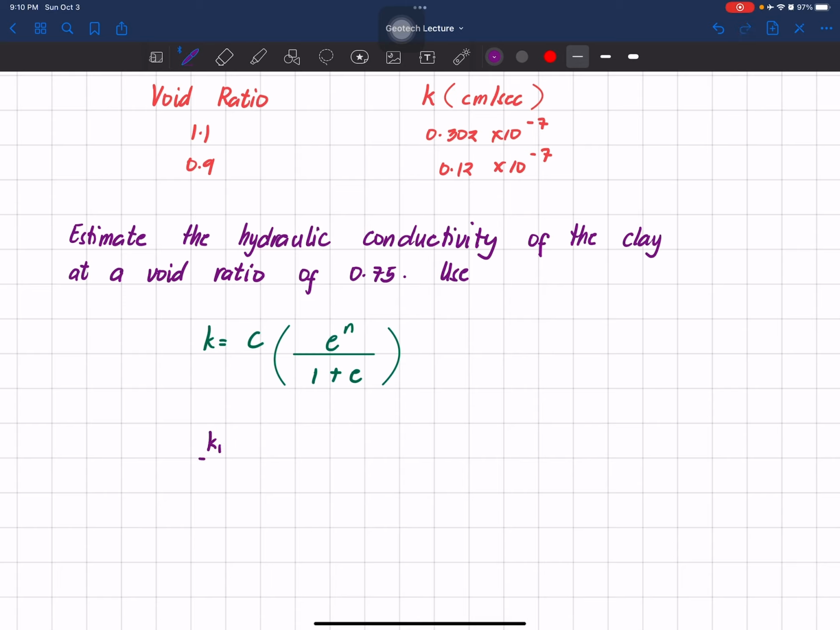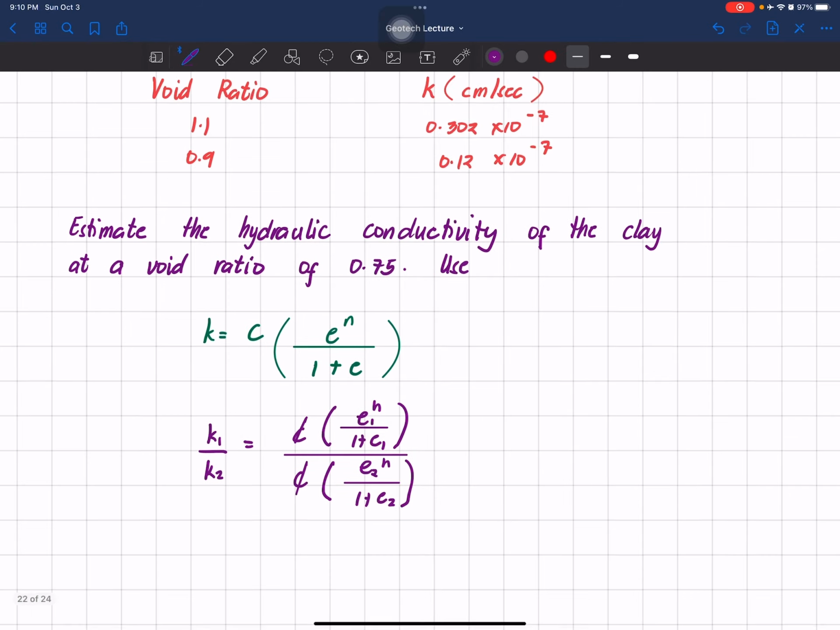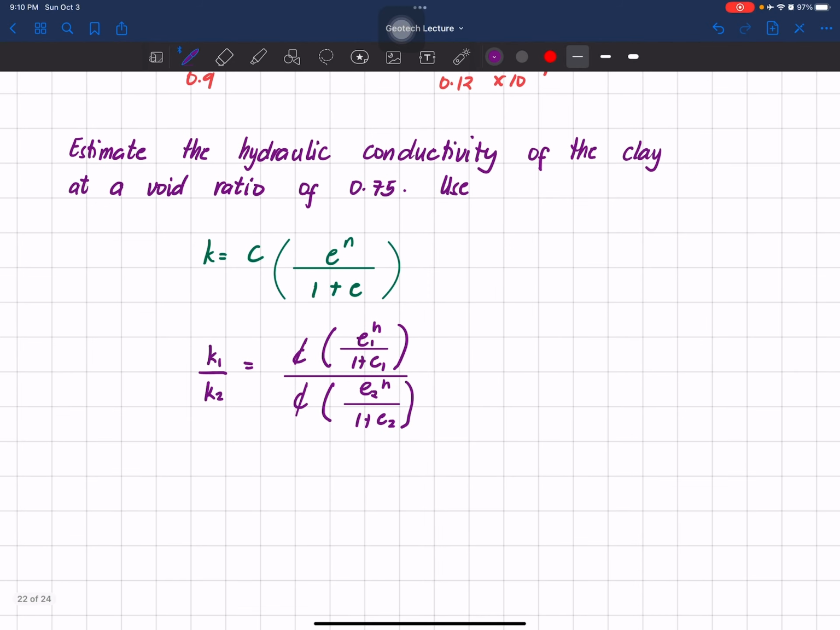So, we have K1 over K2 is equal to C multiplied by E1 raised to N all over 1 plus E1, all over C times E2 raised to N all over 1 plus E2. So, as you can see, magka-cancel yung C dyan and hindi pwede mag-cancel yung N kasi magkaiba yung base nila. Okay? So, what is our K1?